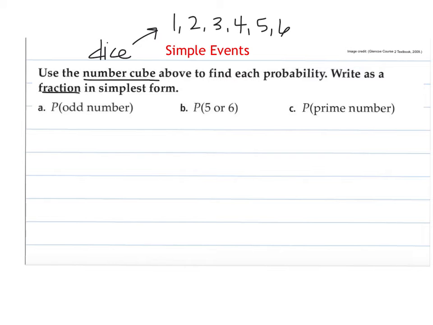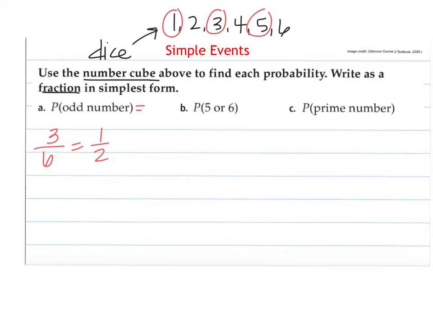So the probability of an odd number. I look at my outcomes and I can see that I have 3 odd numbers. So 3 favorable outcomes, which my favorable outcome in this example would be an odd number, out of 6 total outcomes. So 3/6. I'm going to write it as a fraction in simplest form, which is 1/2.